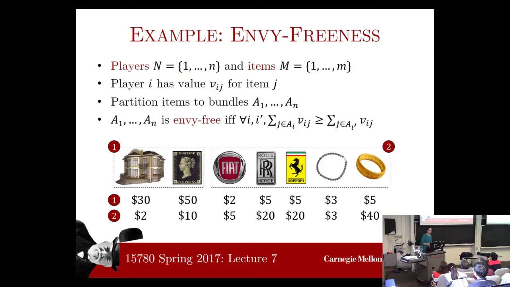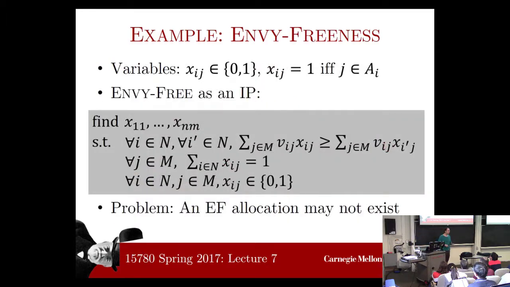Okay, so here's how we would write this program of, tell me if there is an envy-free allocation, as an integer program. So again, we do the magic of binary variables, where variable x_ij is 0 or 1, and it's 1 if I decided to give item j to player i. Or in other words, it's 1 if I put j in the bundle A_i. So here's the integer program. I want to find variables to satisfy the following constraints.